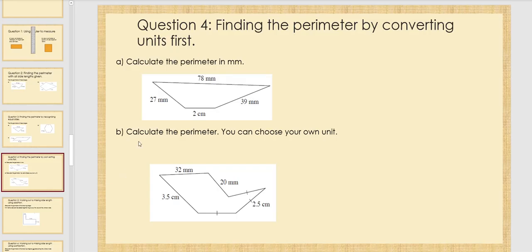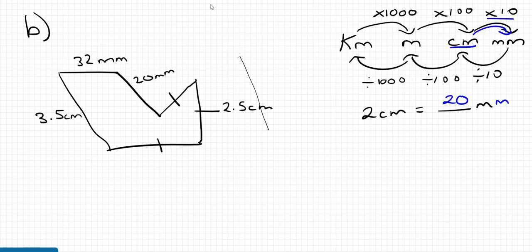Okay, for 4B, it says calculate the perimeter, and you can choose your own unit. All right, so in this case, we can either change millimeters to centimeters or centimeters to millimeters. Now, I've tried my best to draw the shape. Sorry, excuse that line there, it won't disappear. Okay, so before we start, let's have a look and see what we're dealing with.